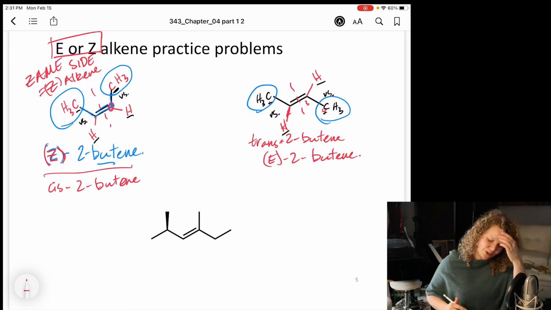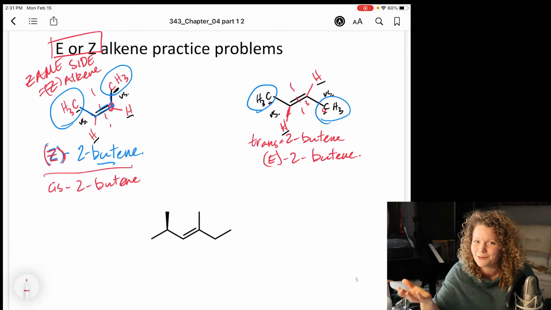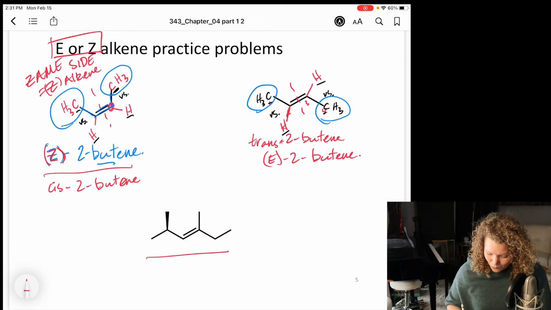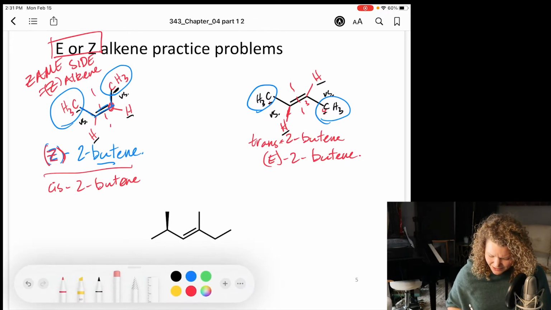The one that I showed you earlier doesn't use cis and trans. You absolutely can't use it. It doesn't describe it. You don't know what groups you're talking about when you say cis or trans. So let's do this one together.